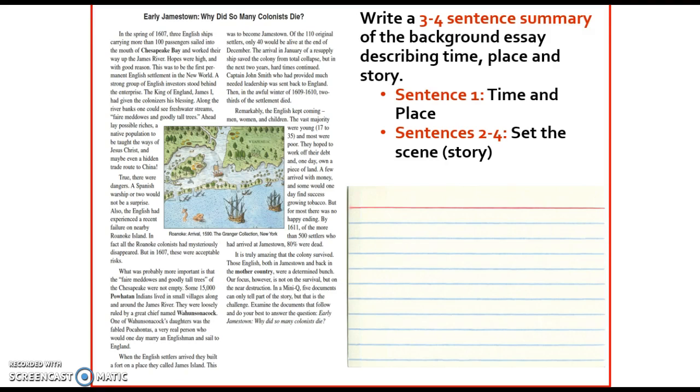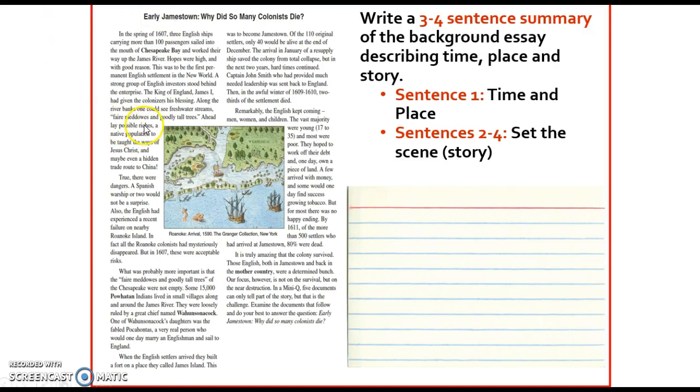So this is going to start us off. In 1607, Jamestown was established in Virginia near or on the Chesapeake Bay. That's an example of what you could do as sentence number 1.